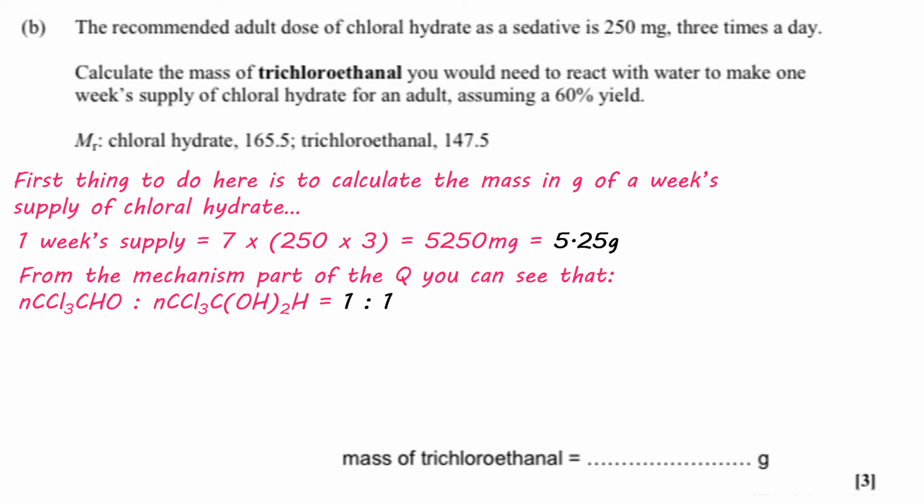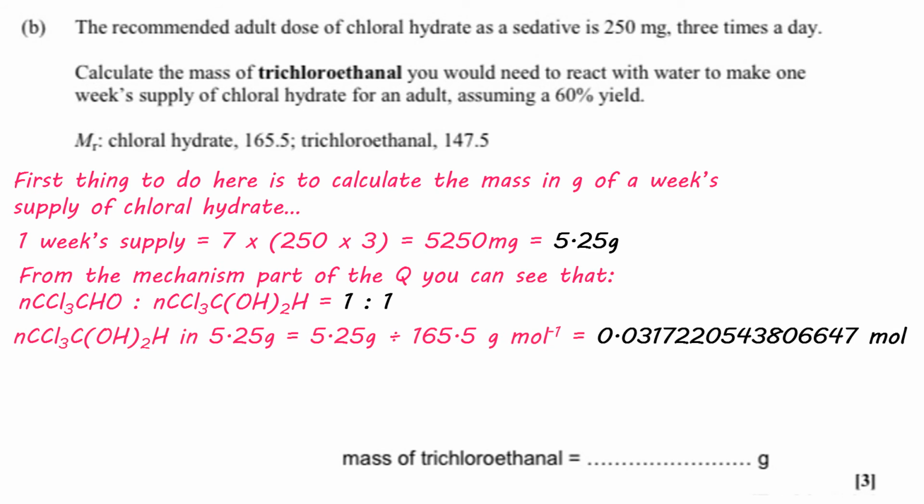So from the mechanism in the first part of the question, you can see that the ratio of moles of trichloroethanol to moles of chloral hydrate is 1 to 1. So therefore, the number of moles of chloral hydrate in 5.25 grams, that's your week's supply, is 0.0317. I'm just going to say 0.0317. You can obviously see I've left the calculator value in there. So that's the number of moles of chloral hydrate you need for a week's supply.